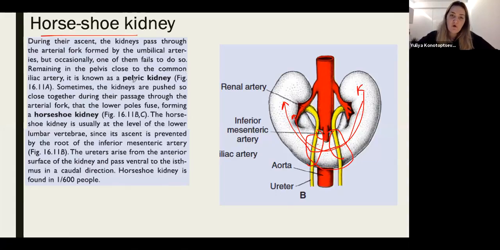There's also something called pelvic kidney. It means that the kidney did not ascend whatsoever. It stayed in the pelvis. Why did it stay in the pelvis? Because it got stuck under the common iliac arteries. So the two kidneys got stuck under the common iliac artery. So the part where it is dividing into the internal and external.